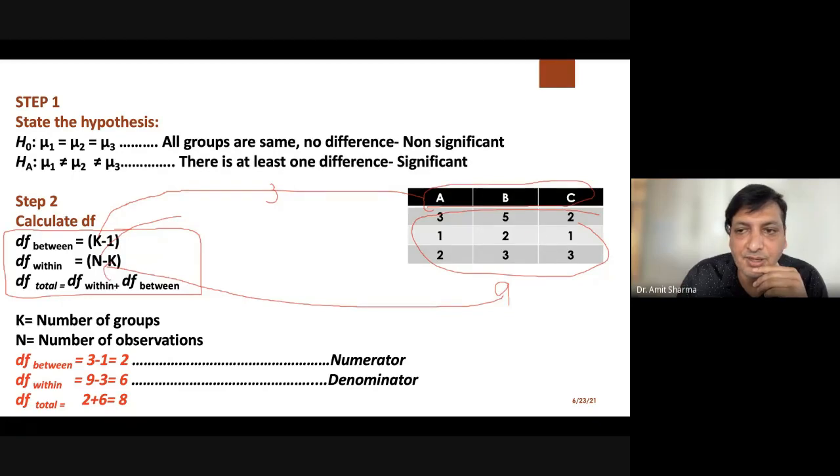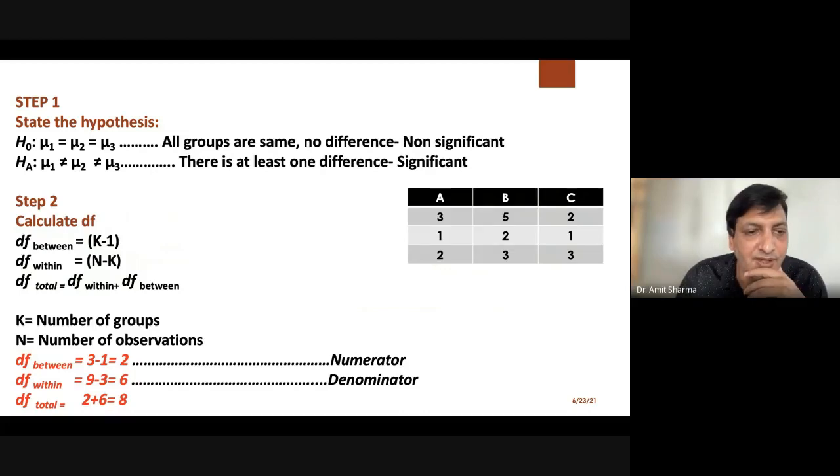So this 9 is our capital N, and this is our k. K is the number of groups. Like we have A, B, C, 3 groups, so we'll consider k as 3. And if you want to calculate the degree of freedom total, by taking the values of within and between, you can do the sum of both, and you are going to get a number. So here you can find that k is the number of groups and n is the number of observations, that is 9, and groups are 3.